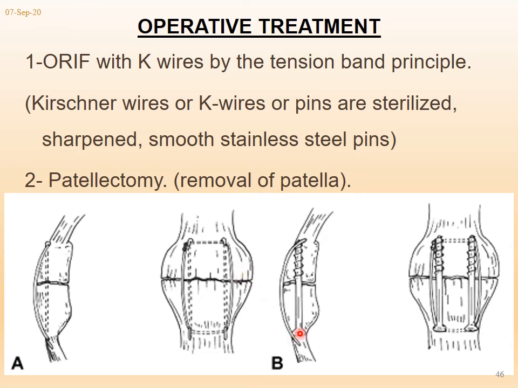Sometimes we pass two screw-like wires in the fragments of the patella and reduce the fracture, and over these wires we pass a wire loop, and this is known as the tension band principle. What happens is that when the patient tries to extend the knee joint, this band and this construct is going to compress the fracture site again, so it speeds up the healing.